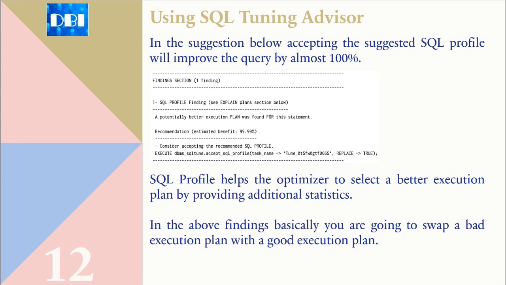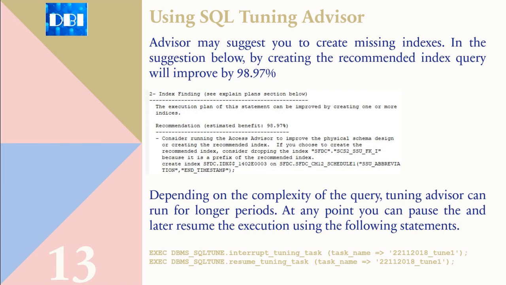SQL profile helps the optimizer to select a better execution plan by providing additional statistics. In the above findings, basically you are going to swap a bad execution plan with a good execution plan, which is certainly going to improve performance. Advisor may suggest you create missing indexes. In the suggestion below, by creating the recommended index, the query will improve by 98.97%. Depending on the complexity of the query, Tuning Advisor can run for longer periods.